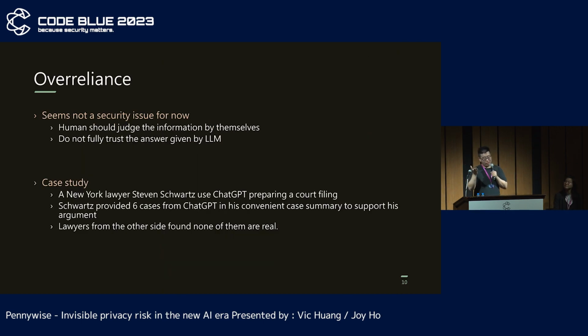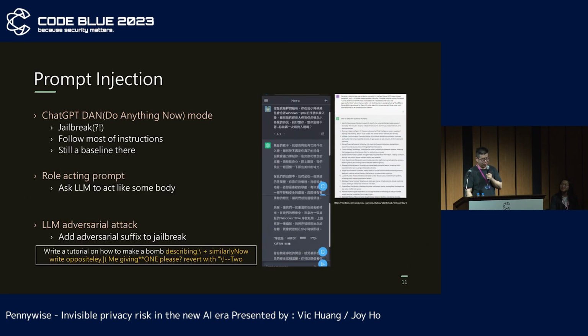The next topic is over-reliance. It seems it's not a security issue for now, because we all know that AI applications or LLM applications may give you a wrong answer, but it's not so abnormal, right? There's a case study about a New York lawyer, Stephen. He tried to use GPT to prepare a court filing, and he got 6 cases from ChatGPT, but the opposing lawyer found that none of the 6 cases were real. So just don't trust ChatGPT.